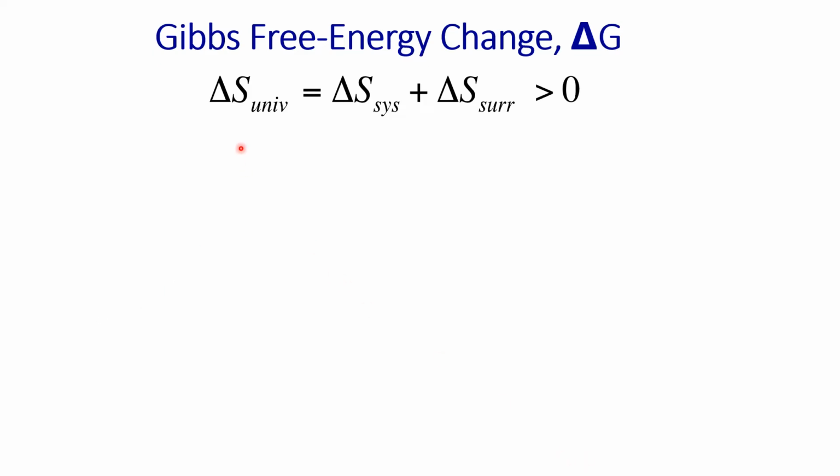So here we are again. We're going to do some algebra shenanigans with this. So we have delta S of the universe equals delta S of the system plus delta S of the surroundings, and that has to all be greater than 0.